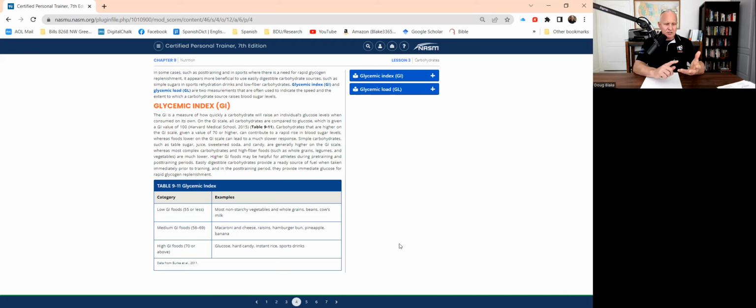How long did that take? Did it take 2 minutes? Did it take 10 minutes? Did it take an hour? Right? That speed at which that happens tells us something about that carbohydrate containing food. And the glycemic index is simply a way of comparing a particular food to glucose itself.